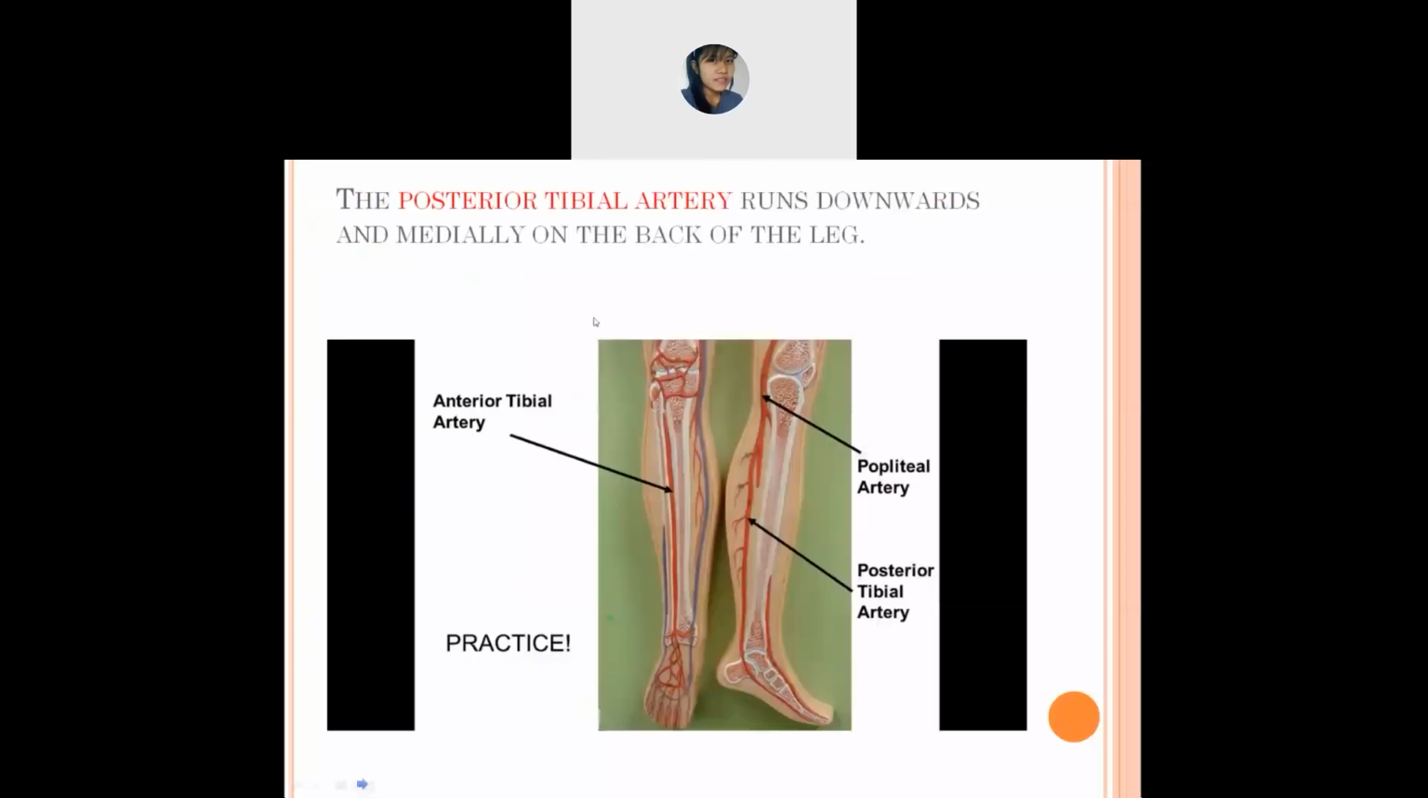Okay, now let's see the posterior tibial artery. This one is situated right behind the knee. This is your knee, and right at the back side you will find the posterior tibial artery. It lies in the middle part of your leg at the back side. I hope it's clear.